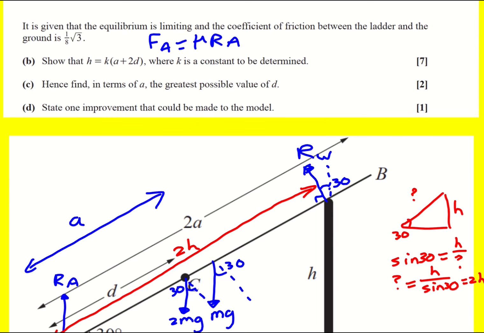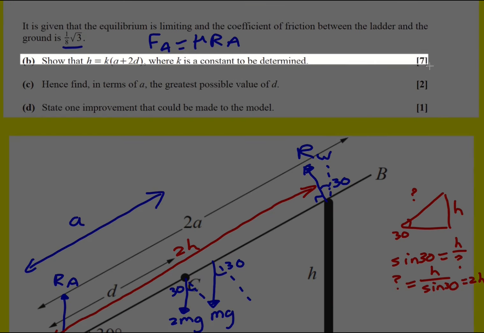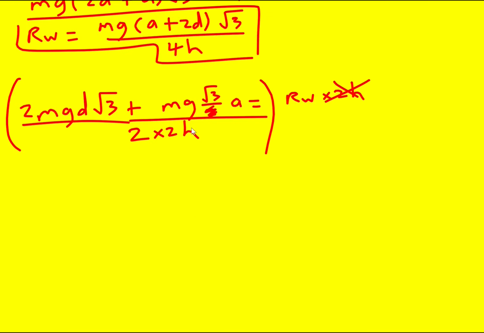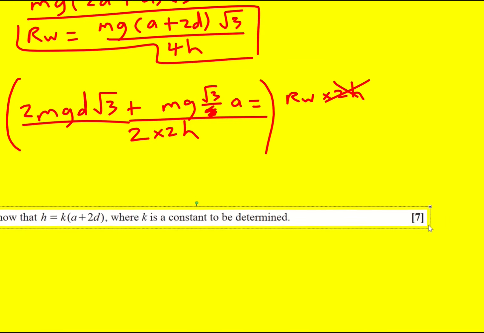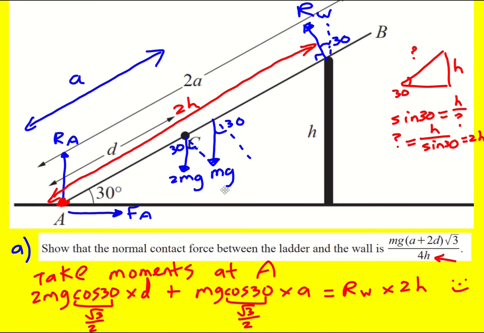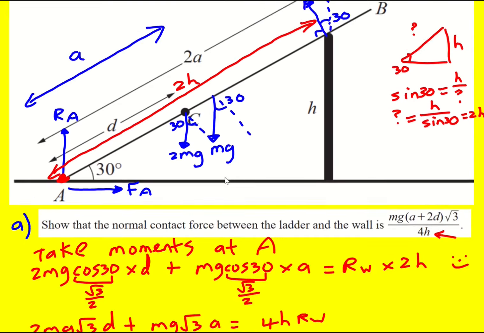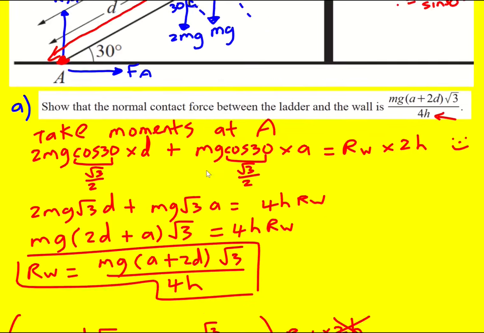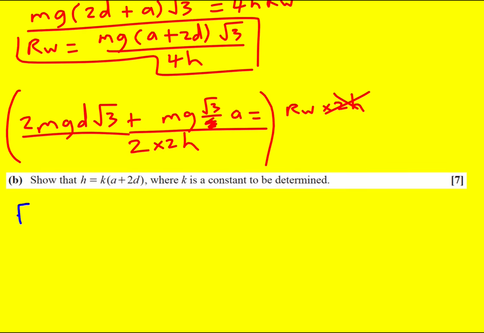And we're told that mu is 1 over 8 root 3. And I'm asked to show that h is equal to this. Okay, so this is probably the most awkward part of the whole mechanics section, to be fair. Right, I'm going to be hopping up and down this, there's lots going on here. So first of all, I'm going to write down that Fa is 1 over 8 root 3 Ra.